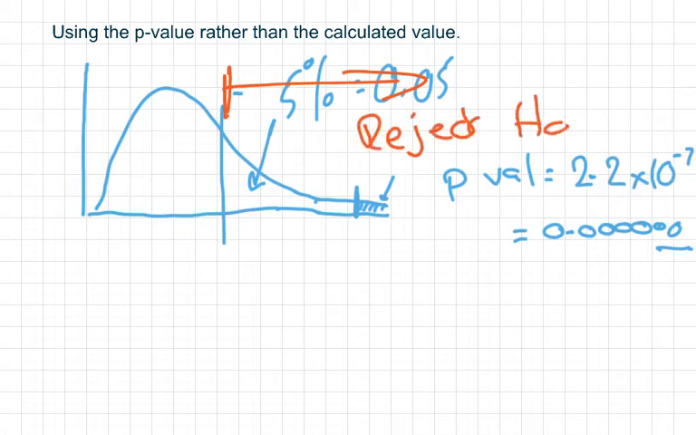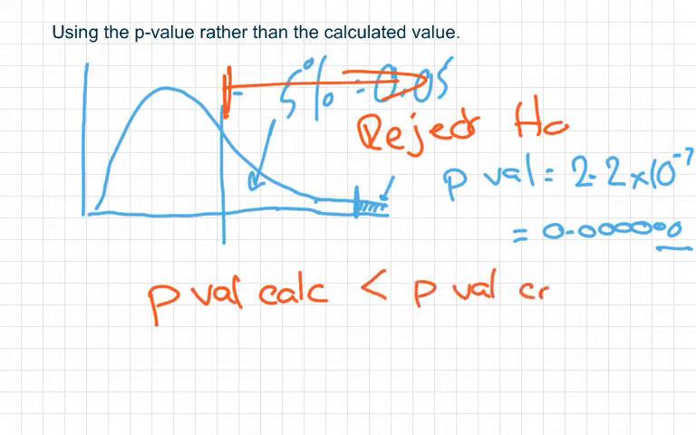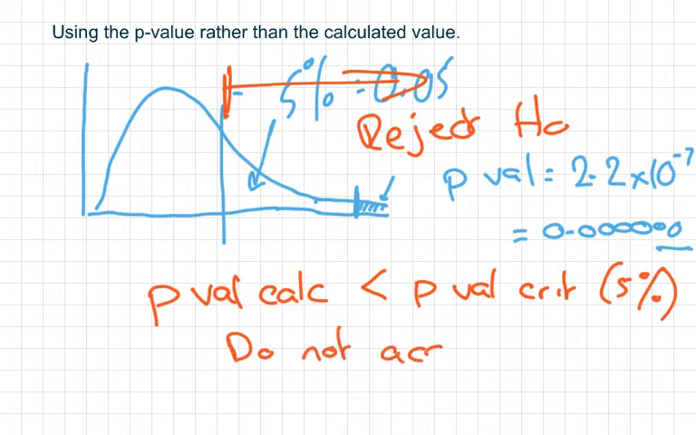So reject H0. The p-value calculated is less than the p-value critical, 5%. So again, do not accept H0. Reject it. Those numbers that we got in our data set are significantly different to those values that we were expecting to get.